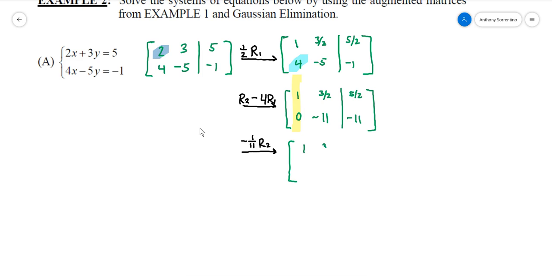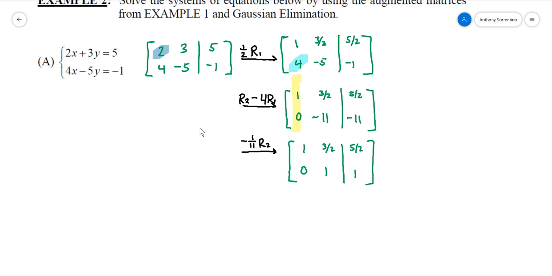So 1, 3 halves, 5 halves is left alone. 0 times negative 1/11 is still 0. That didn't change. Negative 1/11 times negative 11 is going to give me 1. And of course I'm going to get a 1 over here as well. So I have this in row echelon form. Now what does this mean?